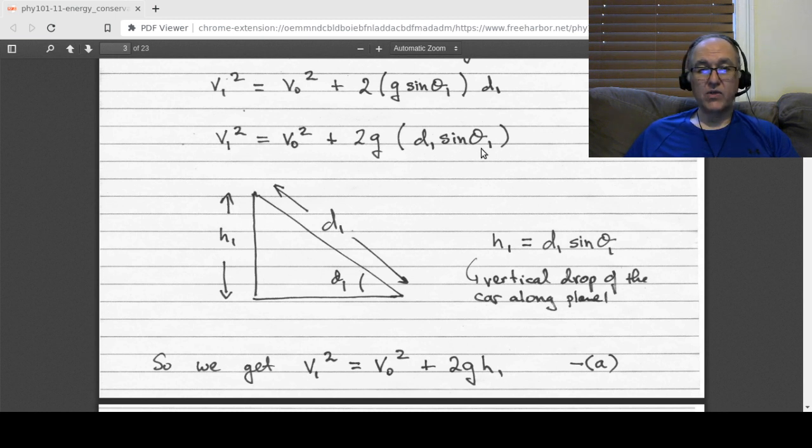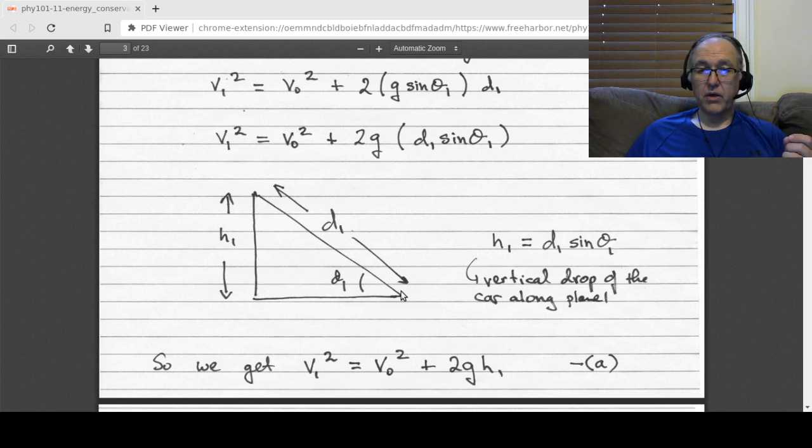And so I can take D1 sine theta 1, remove it, and just say H1, where H1 is understood as the vertical height of the drop. Okay, so that gives us an equation right there. Okay, and the equation says, look, the velocity at the bottom of plane number 1, the velocity squared there, is equal to the velocity squared up there, plus 2 times g, and you know g, times H1, and that's the height of that plane. Okay, that's the vertical drop.